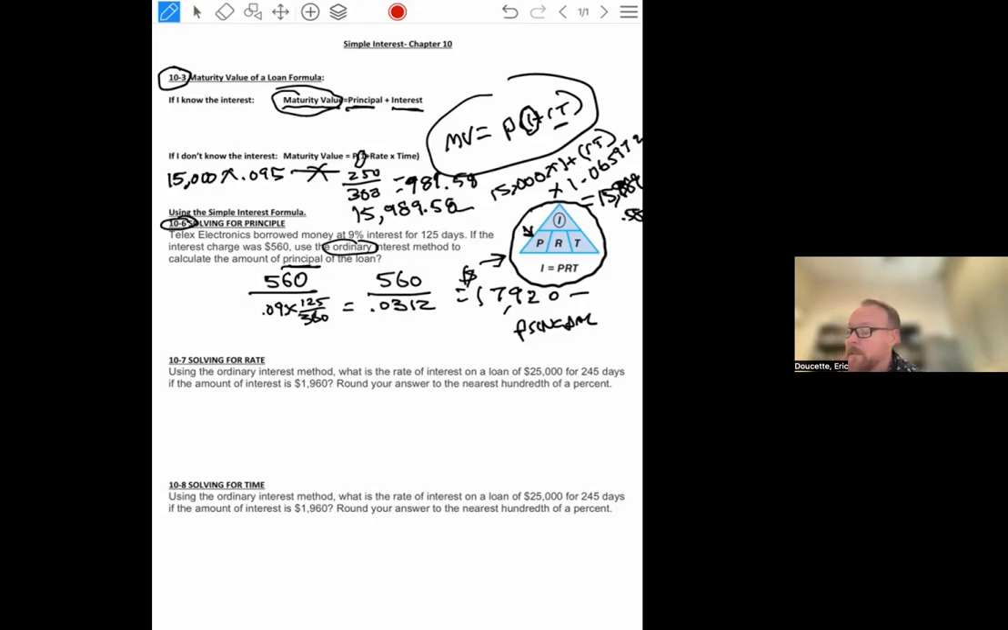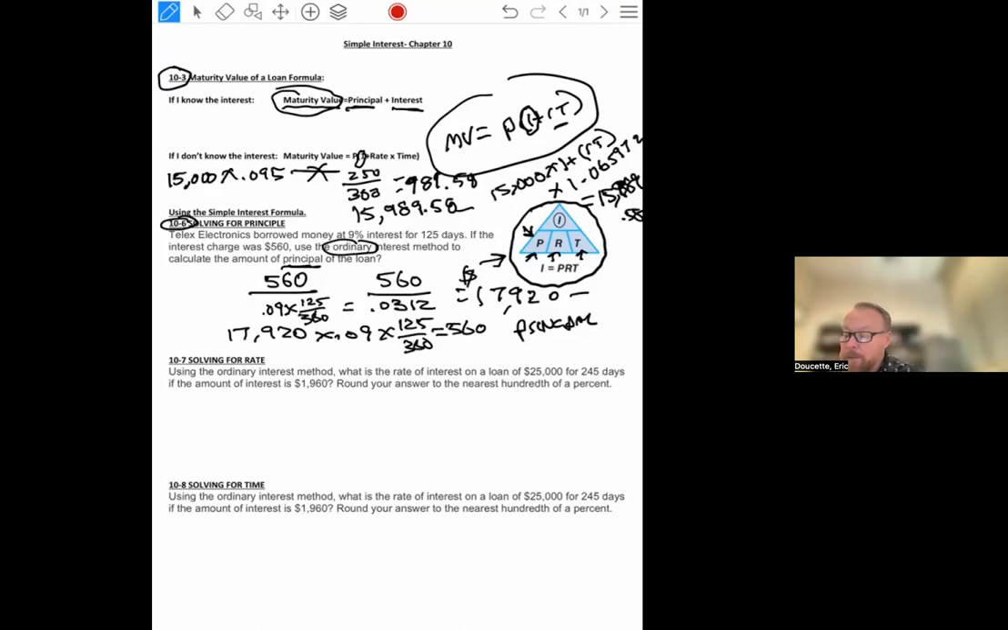Now, if you want to check it, you can literally just go across the bottom and punch in the 17,920 there. You can punch in the rate of 9%, and you can punch in the time of the 125 divided by 360, and you will come up with 560. So I highly recommend you check your answer by filling everything in and then doing the math and seeing if you get the right answer. If you don't get the right answer, something went wrong somewhere. So in this case, if you multiply those together, so again, 17,920 is the principal times 0.09 times 125 over 360. And my answer will be $560 of interest.